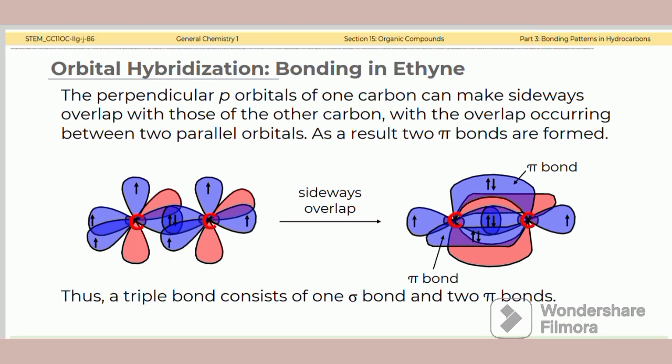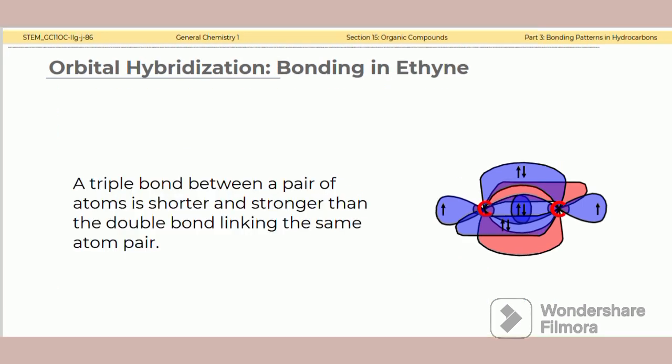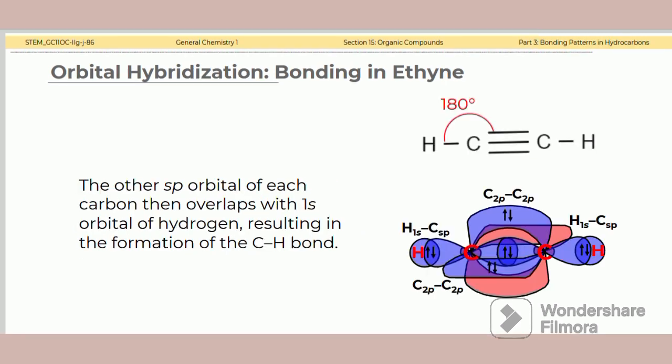The perpendicular p orbitals of one carbon can make sideways overlap with those of the other carbon, with the overlap occurring between two parallel orbitals. As a result, two pi bonds are formed. Thus, a triple bond consists of one sigma bond and two pi bonds. A triple bond between a pair of atoms is shorter and stronger than the double bond linking the same atom pair. The other sp orbital of each carbon atom then overlaps with the s orbital of a hydrogen atom, resulting in the formation of the carbon-hydrogen bond.